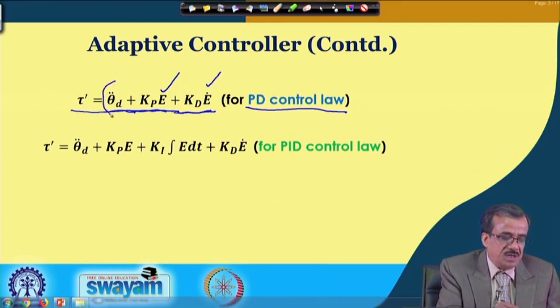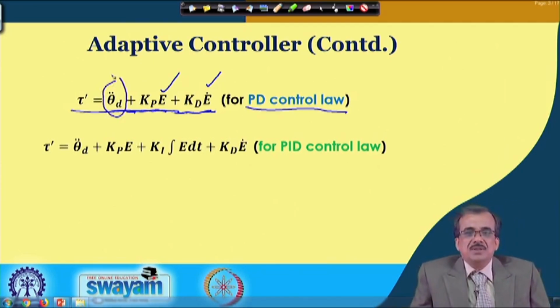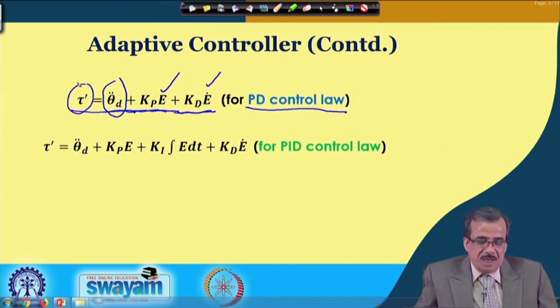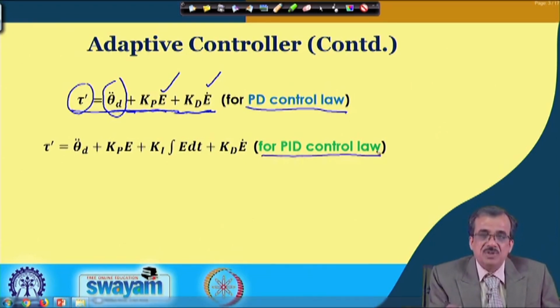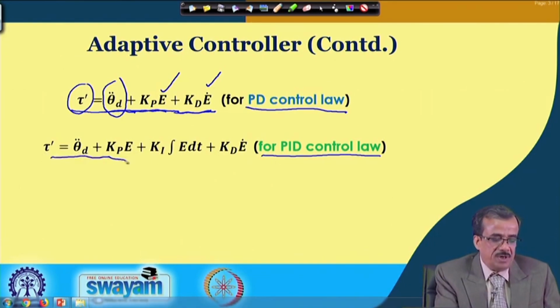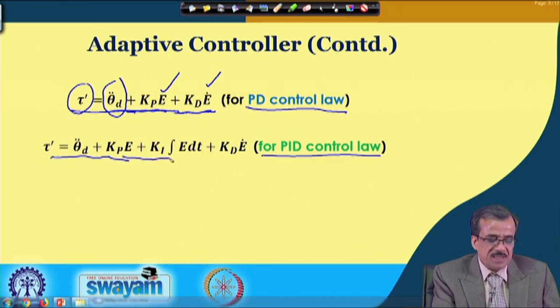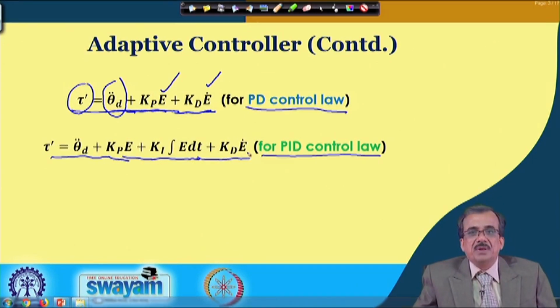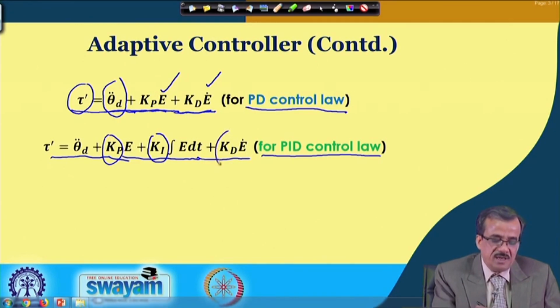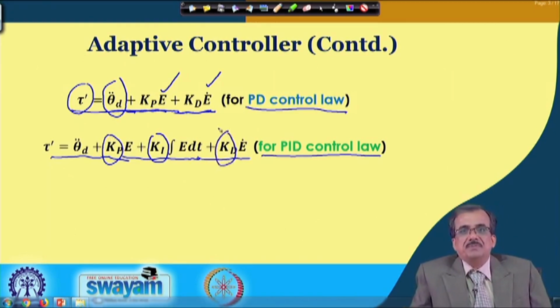Now, theta d double dot is the desired angular acceleration. Now, let us see how to generate this particular tau prime. If I use the PID controller, that is proportional integral derivative, then tau prime is nothing but theta d double dot plus k p into E plus k I integration E dt plus k d E dot. Now, this k I is the integral gain, k p is the proportional gain, and k d is the derivative gain.